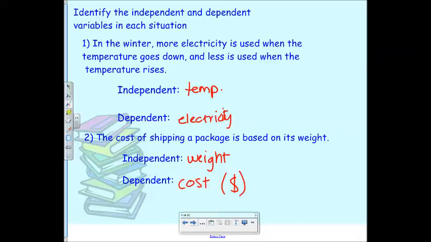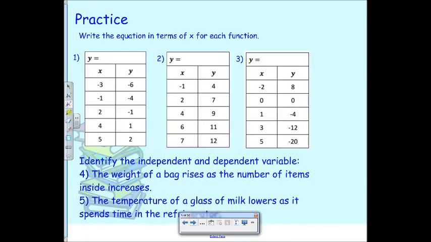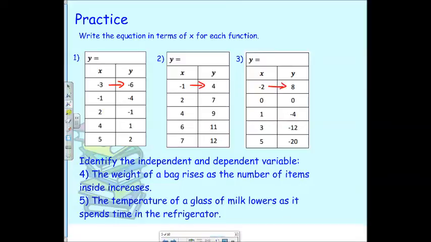Okay. All right, so what I want you guys to do now is figure out the rules of these functions. So you've got 3 tables up here, and I want you guys to figure out the equation. It should be y equals something, all right? How do you get from here to here? How do you get from your x to your y? How do you take your input and become your output? Remember, it has to work for all of them. And then down here in 4 and 5, identify the independent and the dependent variable. Okay, go ahead and start.